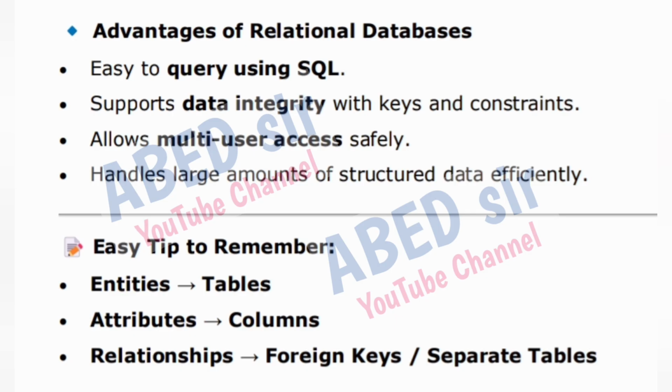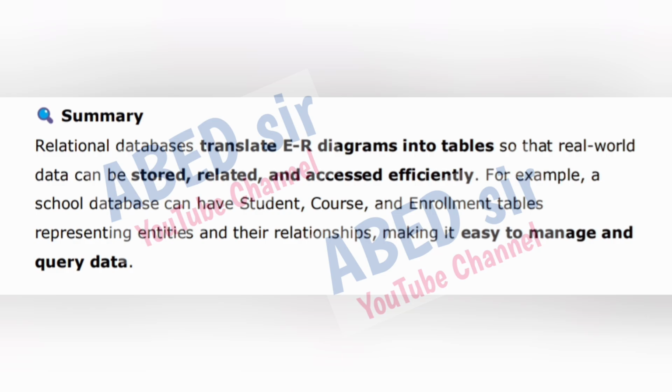Easy tip to remember. Entities are tables. Attributes are columns. Relationships are foreign keys or separate tables. Summary. Relational databases translate ER diagrams into tables so that real-world data can be stored, related, and accessed efficiently. For example, a school database can have student, course, and enrollment tables representing entities and their relationships, making it easy to manage and query data.